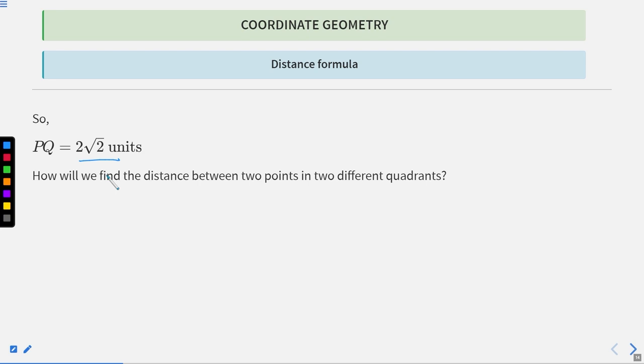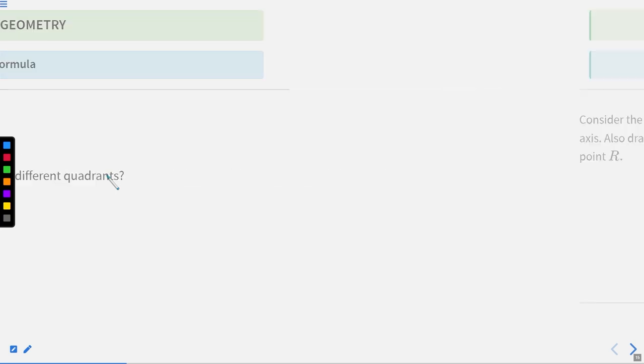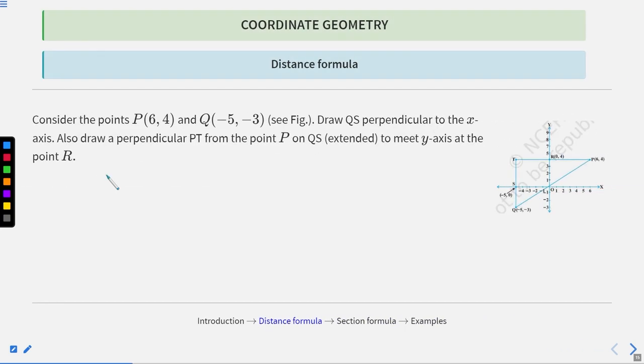Okay, so how will we find the distance between 2 points in 2 different coordinates? Now if we have 2 points in 2 different quadrants, then how can we find the distance between them? Consider for that case the point P, that is 6, 4, and this point lies in the first quadrant. And we take this point Q, minus 5 comma minus 3, and this point lies in the third quadrant.